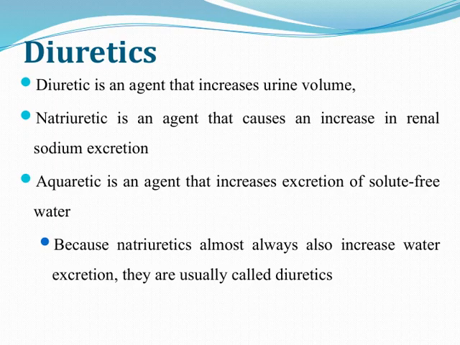Let's talk about diuretics. A diuretic is an agent that increases urine volume, helping the body get rid of excess fluid. Now, a natriuretic specifically promotes the excretion of sodium through the kidneys. This is important because sodium balance plays a big role in regulating blood pressure and fluid levels. Then, we have aquaretics, which increase the excretion of solute-free water, essentially helping the body lose water without losing much salt.